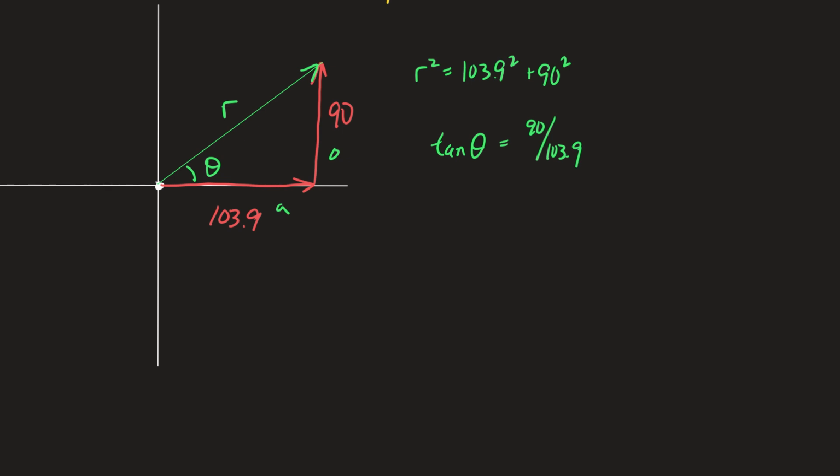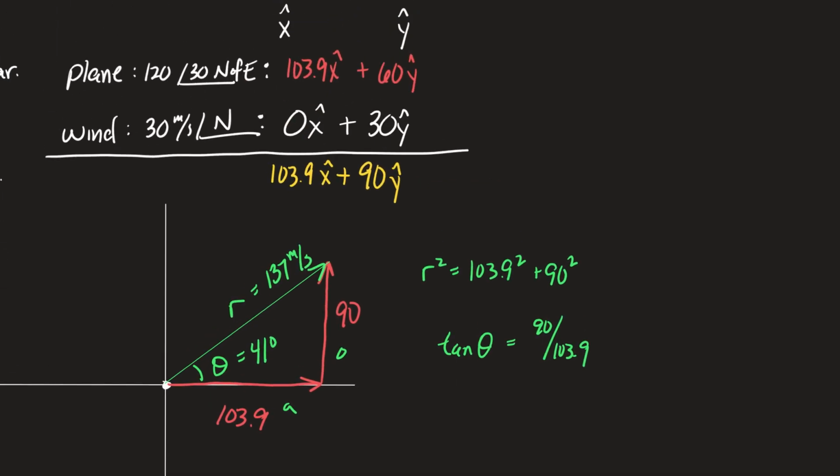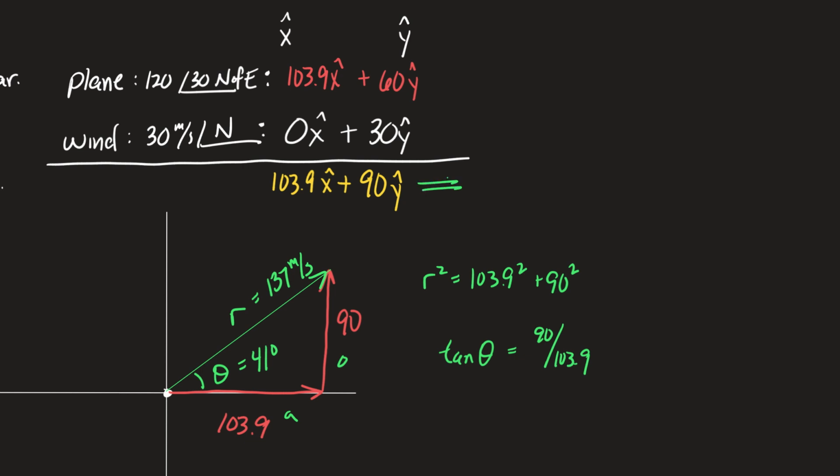So this is where we're working from. All right. So that suggests the plane is making an angle of 41 degrees and is traveling at a speed of 137 meters per second. If I was to write out my answer, I'd have 137 meters per second at an angle of 41 degrees north of east. This is the plane's effective ground speed.